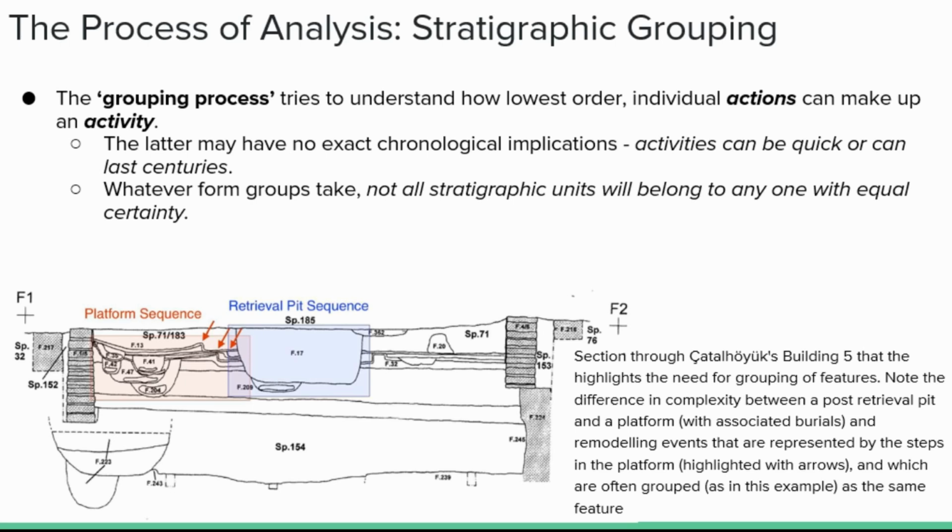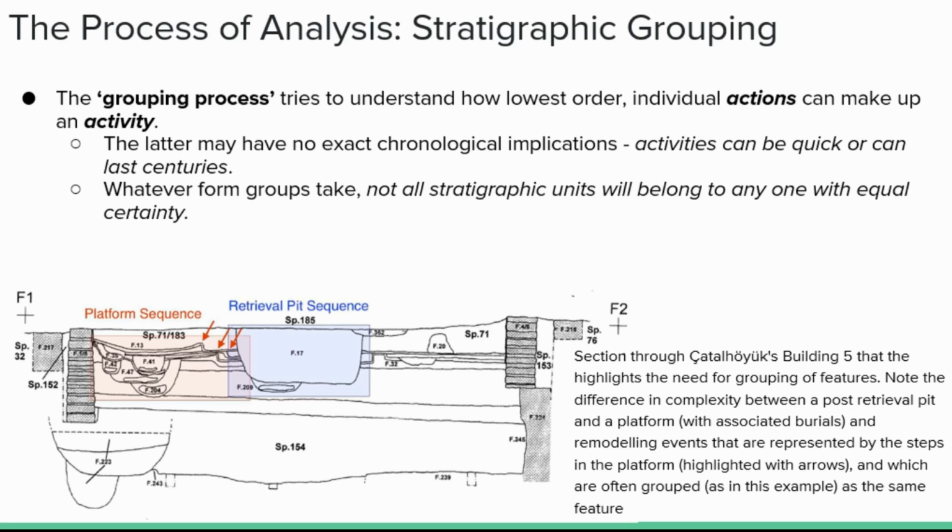I put a little example up here from Tudhope, where you can see different features. You've got a post-retrieval sequence here compared to a platform sequence here, which has burials and resurfacing events all over it. And they both have different group numbers, feature numbers, as we call them at Tudhope. But you can see there's a much different sense of complexity in the two different types of groups, and a different implied temporality. There's a whole sequence in here compared to perhaps one or two events in this one. So there's a whole bunch of subtleties linked to these grouping processes that are often not very implicit.